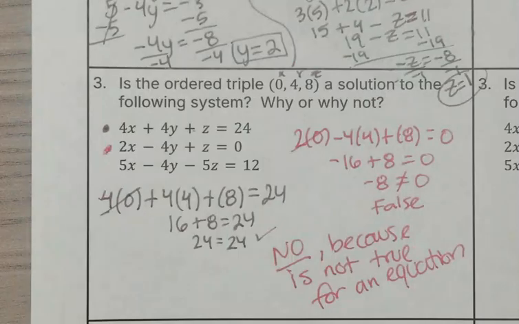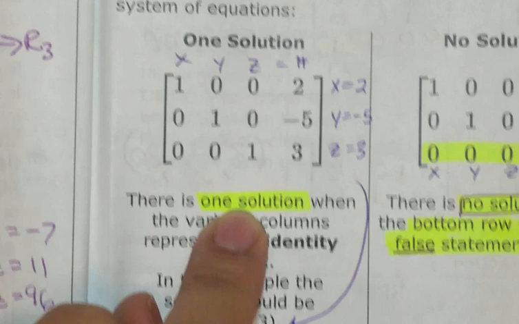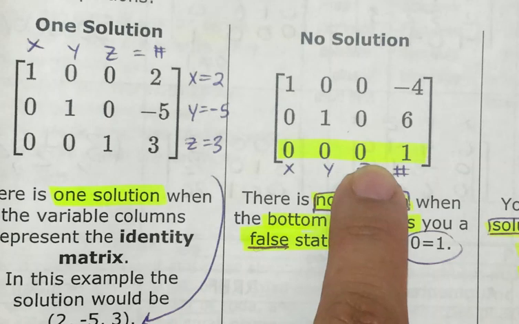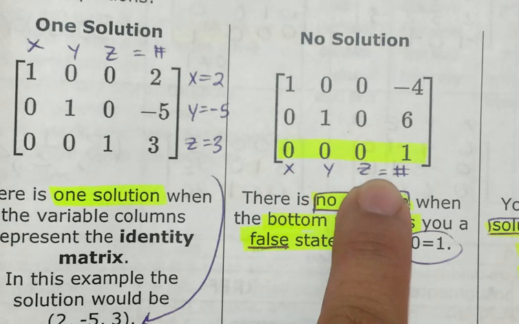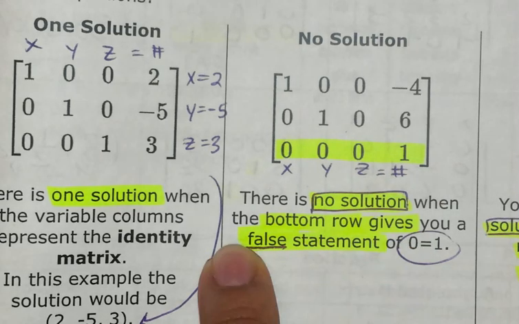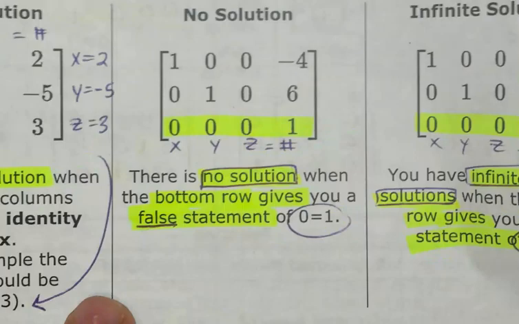So in case you forgot about that, your notes do have those options right here. If the ones are diagonal, you have one solution and you have your solution right there. If there is no ones diagonally all the way across, you have a special case where you will write a statement where nothing equals that number. And that would be a false statement because nothing equals nothing. So if it's false, it's no solution.